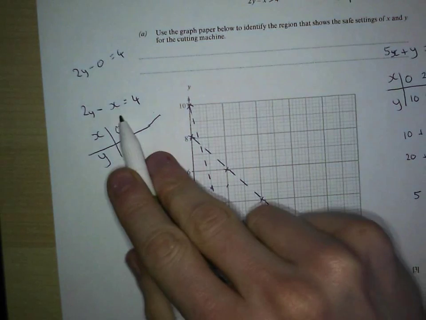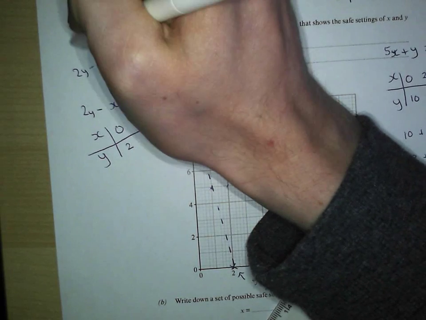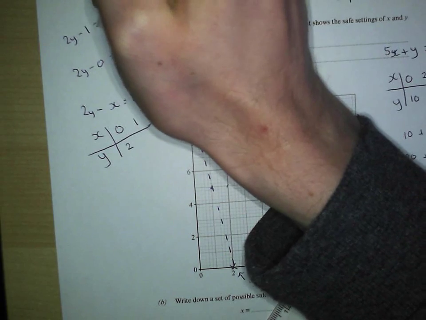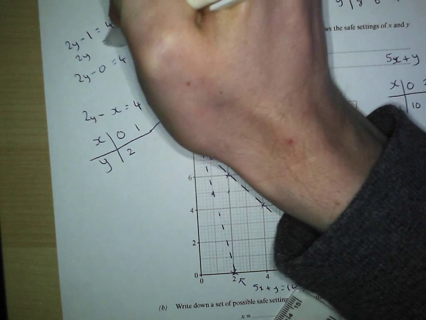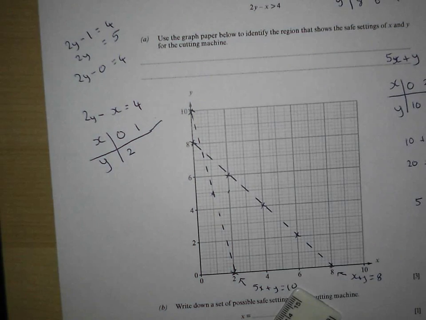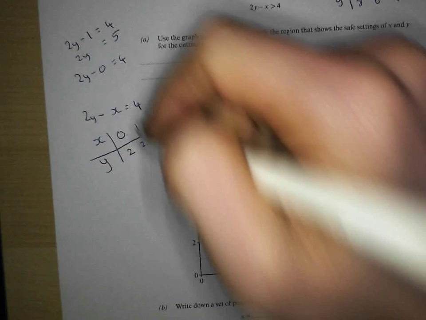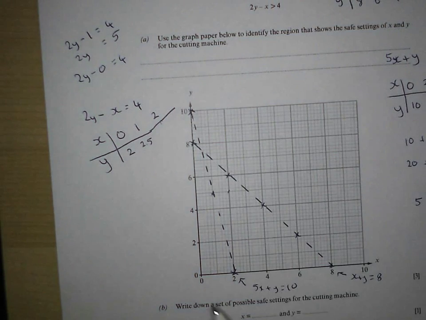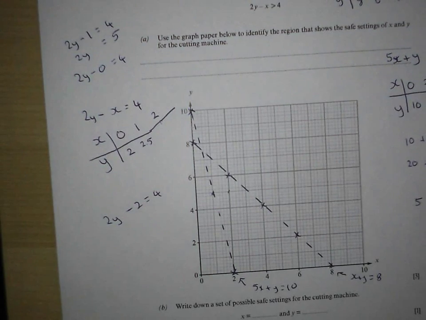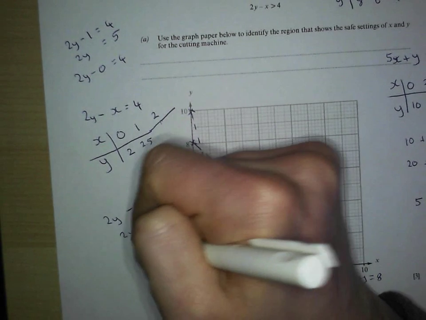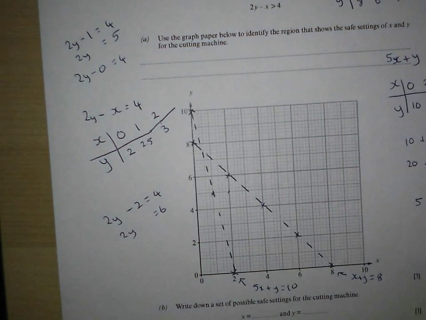What about when x is, let's go for when x is 1. So when x is 1, we get 2y minus 1 equals 4. If I just rearrange that, I get 2y is equal to, add 1 to both sides, 5. Divide by 2, y is going to be equal to 2.5. Let's try when x is 2, and we might be able to spot a pattern. When x is 2, we get 2 lots of y minus 2 equals 4. Add 2 to both sides, we're going to get 6. 2 lots of y equals 6. So y must be equal to half of 6, which is 3. I think we can spot a pattern that's going on there.